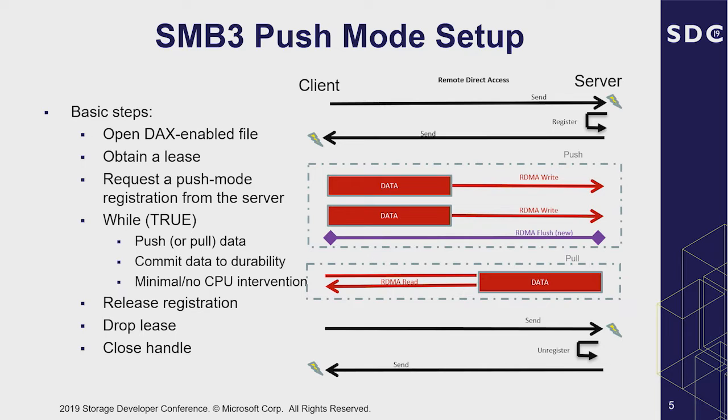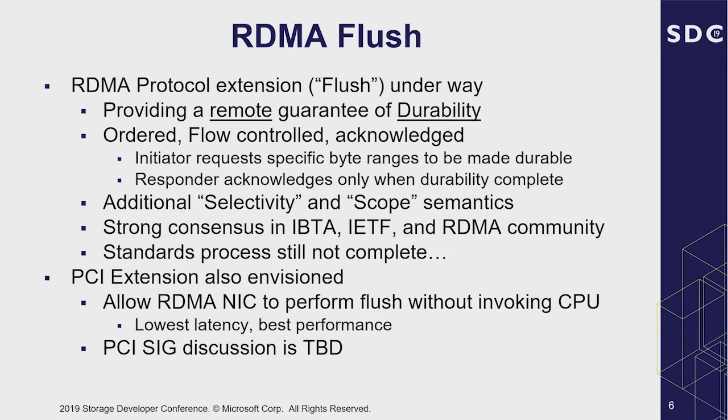That purple line in the very middle is this new flush operation, and that's what we're going to have to play with to do our prototype. So the flush operation is an RDMA protocol extension. It's being discussed in the RDMA community. I talked about it a moment ago in our SNIA NVM programming TWIG session that happened just next door half an hour ago. It provides a remote guarantee of durability.